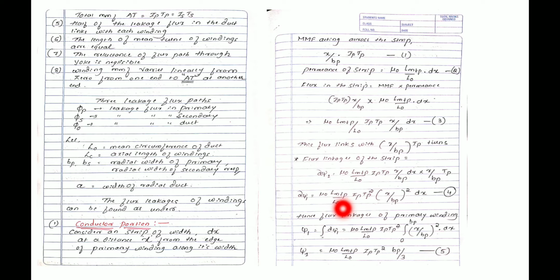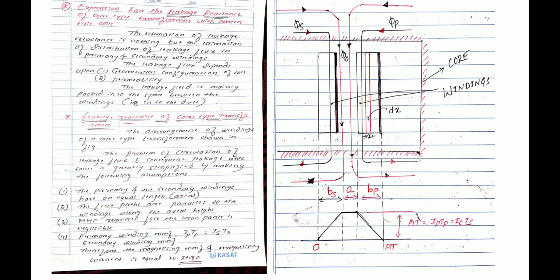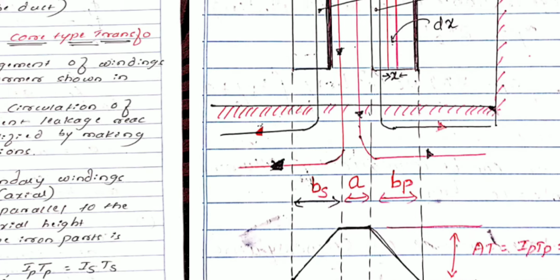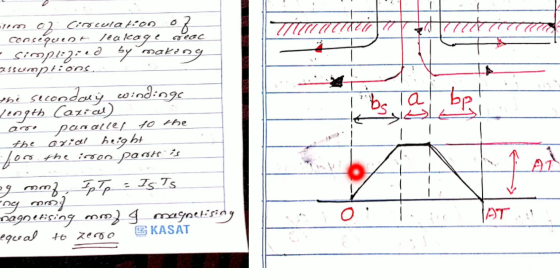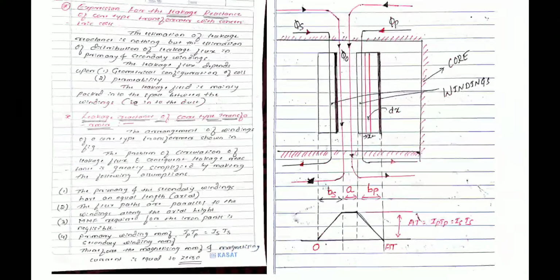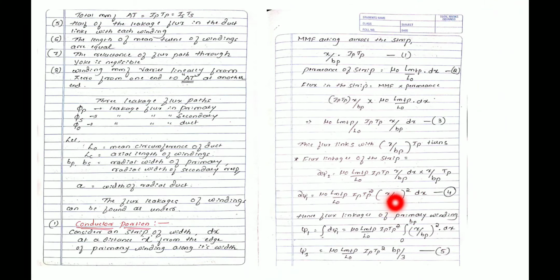So how will we write this? Constants, mu naught, LMTP, L naught, IPTP square, we will take outside. The primary winding interval I had taken here is 0 to BP. Why? In the sense that it completely varies from 0 to BP. The radial width of this primary winding varies from 0 to BP. That is the reason the interval I had taken here is from 0 to BP, of x divided by BP square into dx.